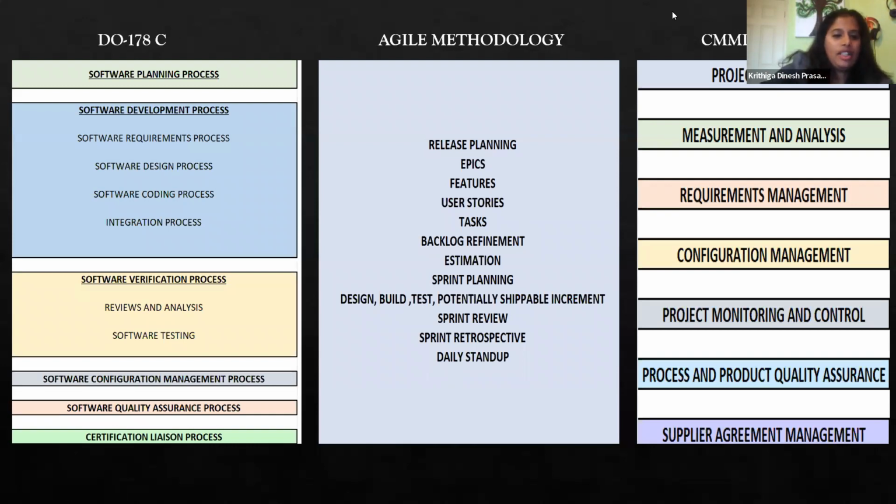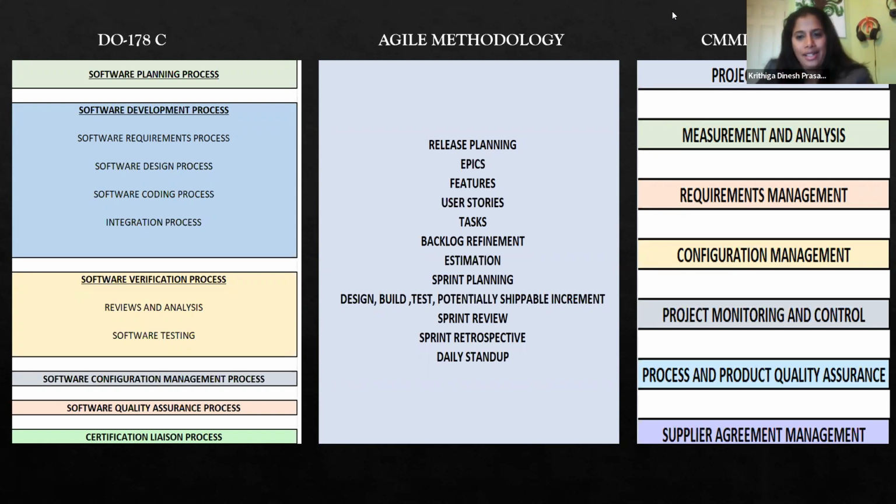Verification, configuration management, quality assurance, and certification liaison in the DO-178C world are called integral processes, because they need to go along from the moment you kick off the project. The configuration management, quality assurance, everything should be in place, and we have to follow those processes. And the moment we start thinking about the requirements, the software verification process should also be thought of. And the moment we kick off the project, the certification liaison also needs to be thought of. So those are called integral processes. And in the center is the agile way.